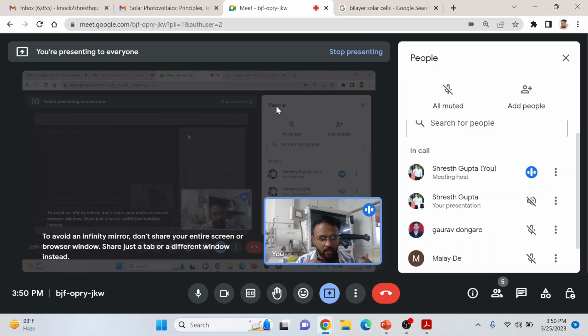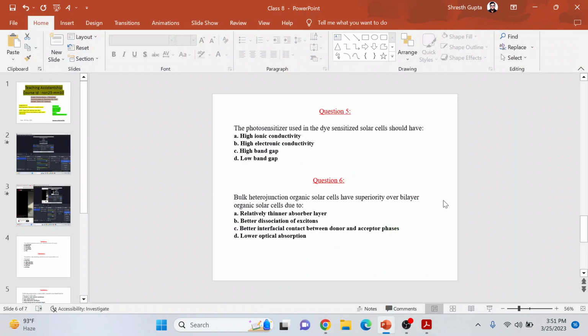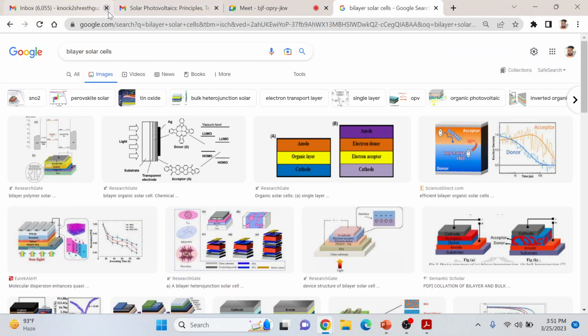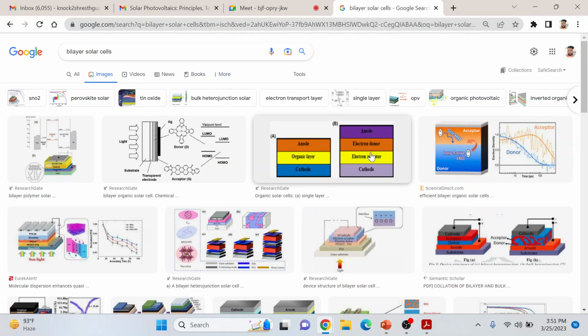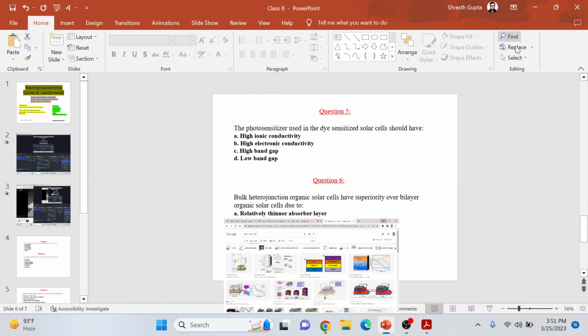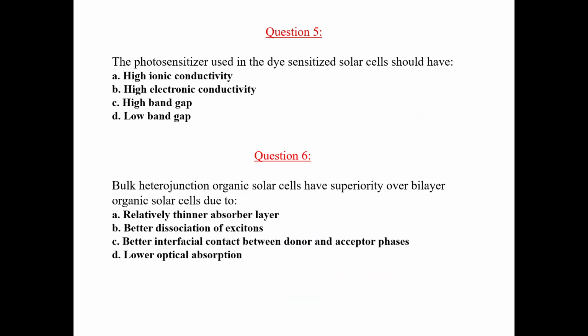So in order to get the best property, you make a heterojunction. When you make a heterojunction, you get better dissociation of excitons, because the absorption and desorption in the donor and acceptor phases are both happening in the same interfacial contact. Which is the interfacial contact? This is the interfacial contact which is present there, which is absent in the bilayer solar cells. So this is the reason. Are you getting me? Yes.